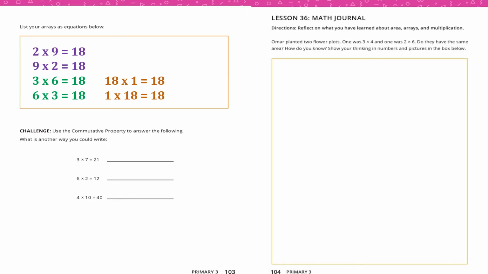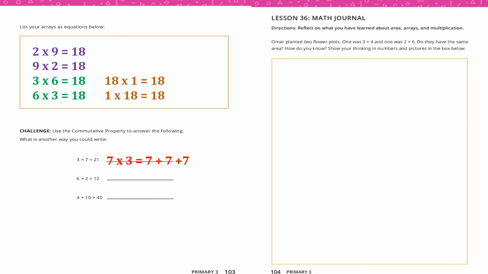Now, let's use the commutative property to answer the following. What is another way you could write to find the same products here? 3 times 7 equals 21. The commutative property for it is 7 times 3 equals 21. How can we get 21 with these two numbers or two factors by a different way? 3, we said the commutative property is 7 times 3, and we can find it by repeated addition, which equals 7 plus 7 plus 7.